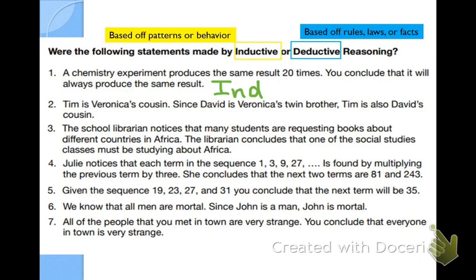Number 2, Tim is Veronica's cousin. Is this a pattern or a fact? It's a fact. Since David is Veronica's twin brother, so they're siblings, Tim is also David's cousin. So what do we think? Deductive, because those are facts. Siblings, twin siblings, will have the same cousins no matter what. Number 3, the school librarian notices that many students are requesting books about different countries in Africa. The librarian concludes that one of the social studies classes must be studying about Africa. Inductive.